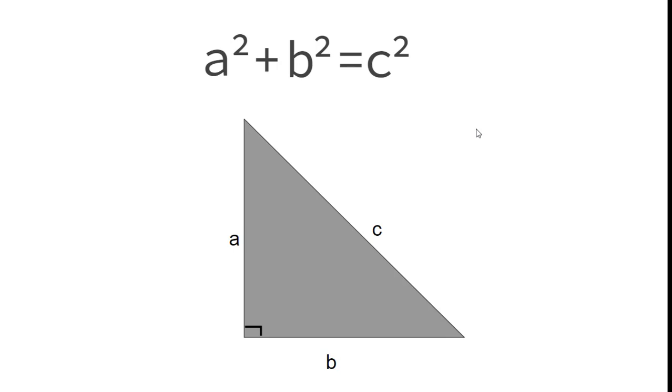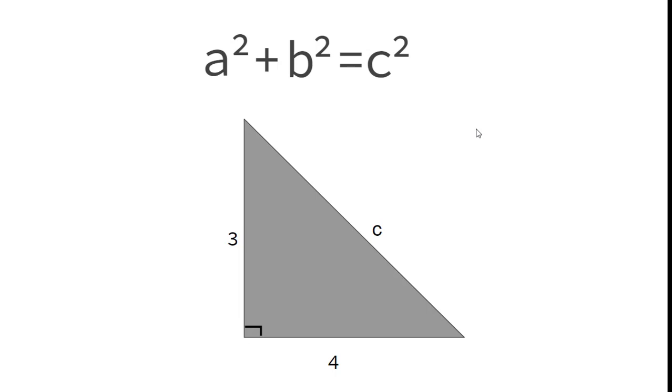So let's look back at our triangle from before. We're going to plug in some numbers for A and B. So we'll say that the length of side A is 3, and we'll say the length of side B is 4. And these are just units. They can be inches, kilometers, centimeters, but right now we're just going to call them units.